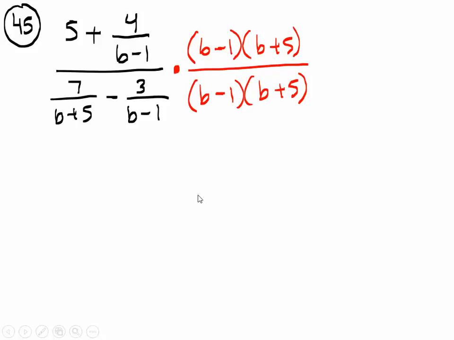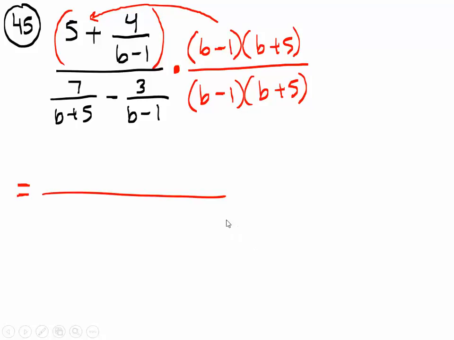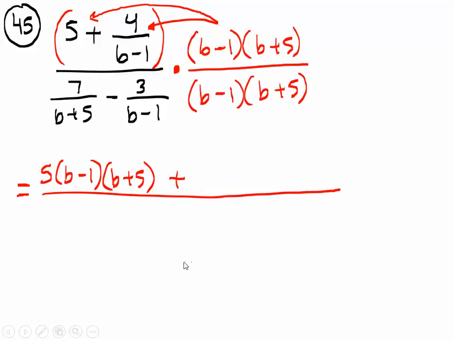Alright, so let's go for it here. B minus 1 times b plus 5 is multiplying 5. There's that one. And that's going to be not so fun. So here, how about this? We just make one big giant fraction. And we're going to write down each of these here. So 5 is multiplying b minus 1 with a b plus 5. Alright, plus sign. And now this multiplication.